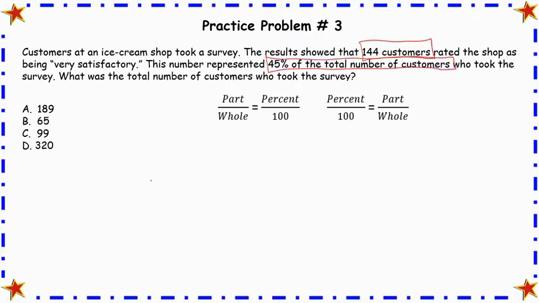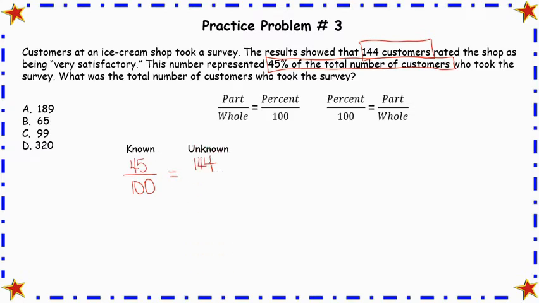So remember, percent is always over what number? You got it, 100. So let's start by writing down the known information. I know that 45% of the customers rated the shop as being very satisfactory. So that means that 45 out of 100% of the customers gave the shop this rating. I also know that this 45% actually represents 144 customers.